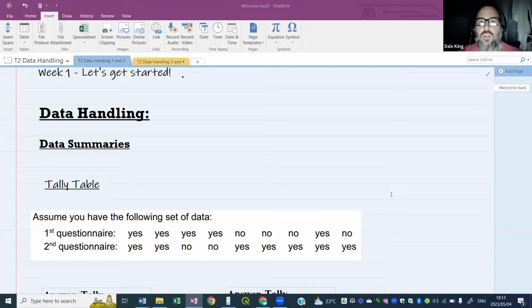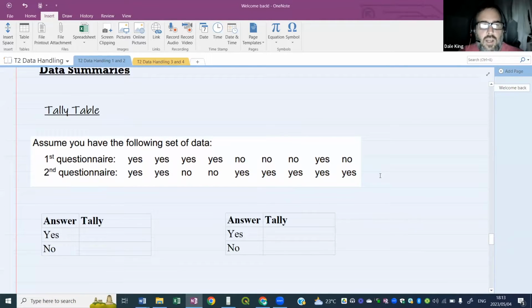Okay, now we're going to learn how to put the data from these two rows into a tally table. And then from there, we're going to learn how to transfer it to a frequency table and take it a bit further from there. Okay, so I'm going to do the first one.